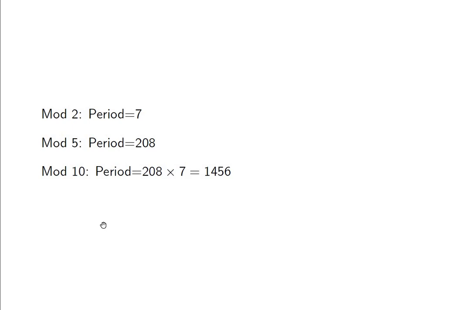But if you've already done mod 10, you need 208 times 7, because 7 and 208 are relatively prime. So you need 1,456 terms to be written. So if you were to do this problem by doing it mod 10 and nothing else, it would really fail. This would not be something plausible to do, at least not for me, in an exam situation.